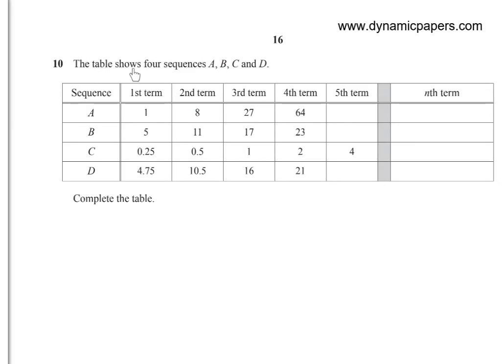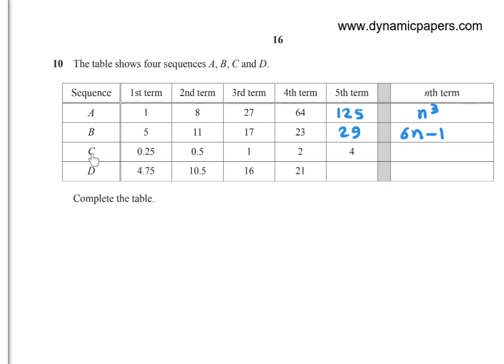Number 10. The table shows the 4 sequences A, B, C, and D. Complete the table. Sequence A: 1, 8, 27, 64, the cube numbers. So the next one is 125, and the nth term is n power 3. The second sequence: 5, 11, 17, 23, add 6 each time. So 23 plus 6 is 29. And so the nth term is 6n plus what? One step back, 5 minus 6, so negative 1. So 6n minus 1.